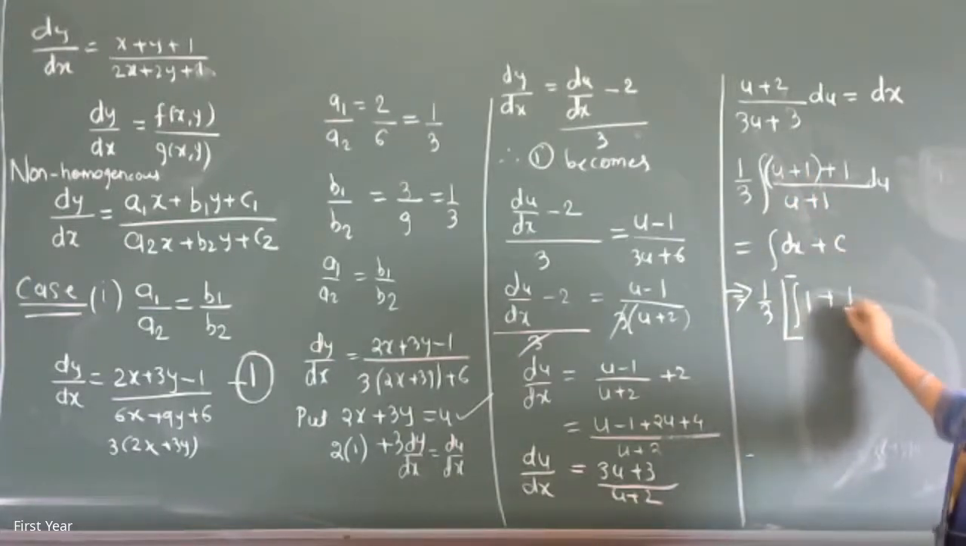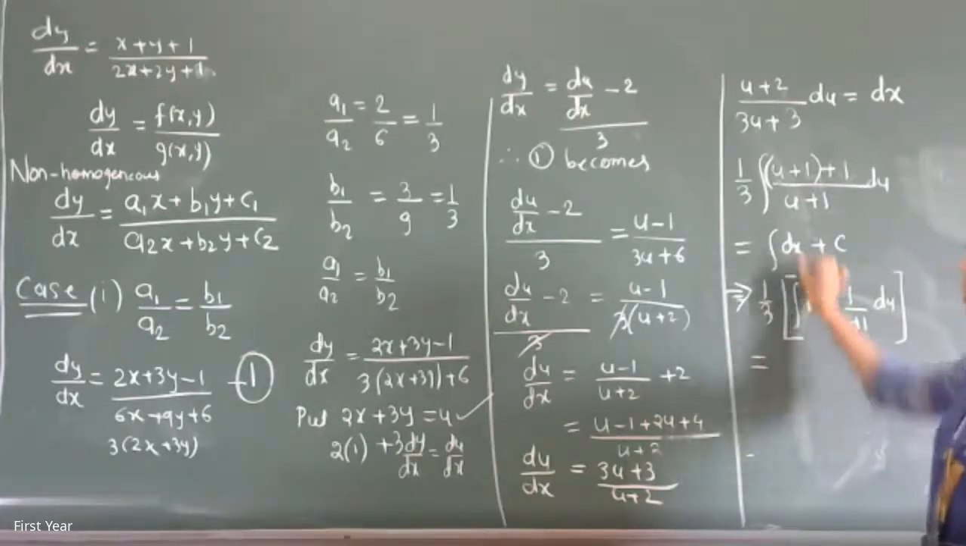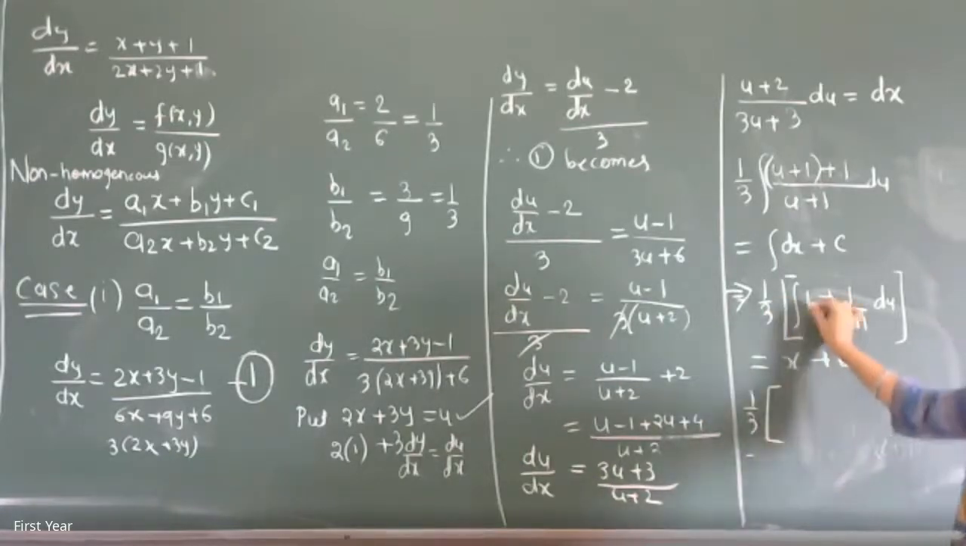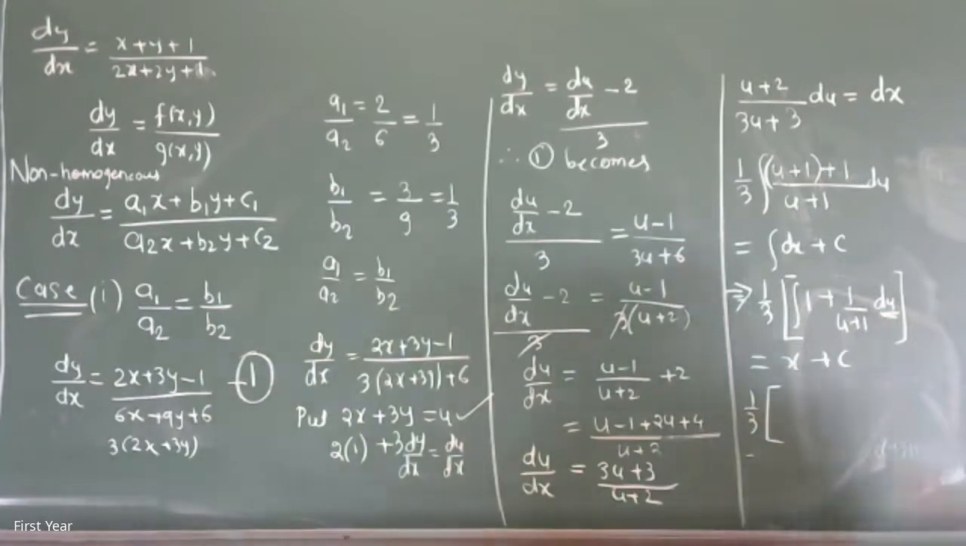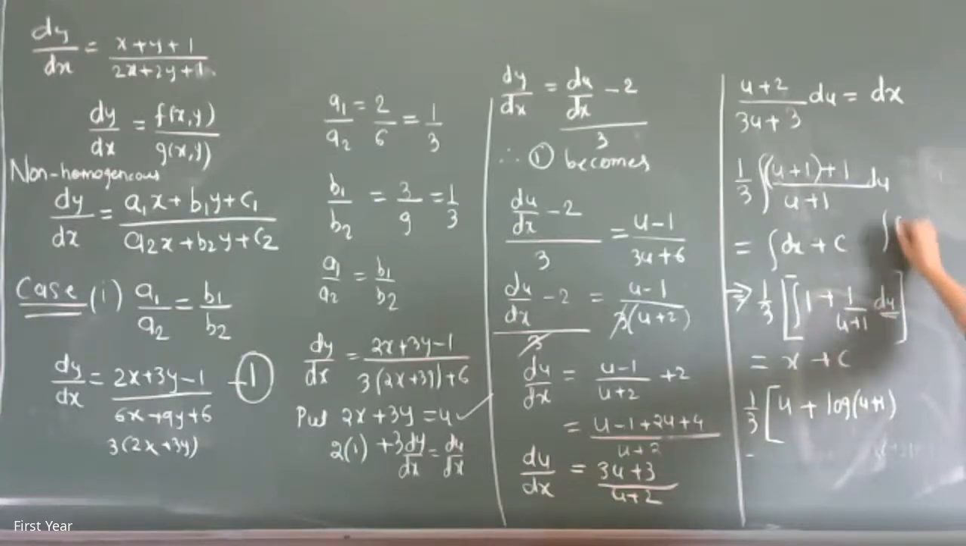Integration of 1 plus 1 upon u plus 1 du is equal to integration of dx, that is x plus c. Now you write down 1 by 3 as this. Integration of 1 with respect to u. It is important here, with respect to which variable: it is u. So what's the integration of 1? It is u. Plus 1 upon u plus 1 integration is log of u plus 1. Why is it log of u plus 1? What is the derivative of u plus 1 with respect to u? 1, which is the numerator. So this is of the type integration of f dash of x upon f of x. So what is its integration? log of f of x.